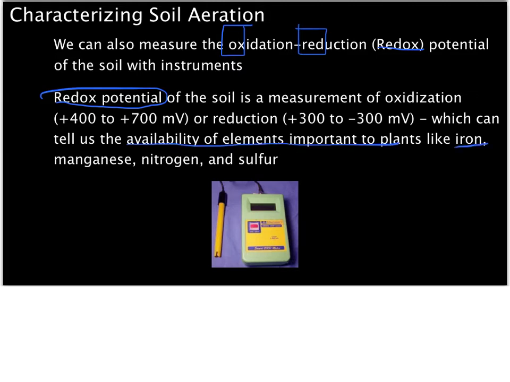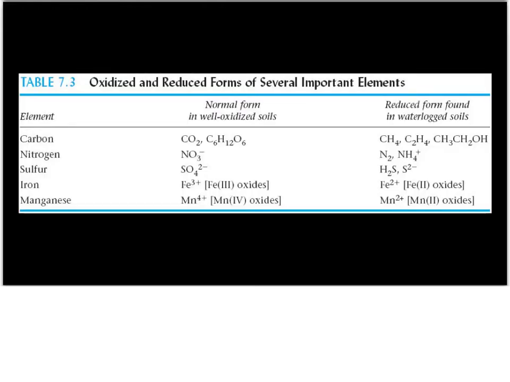So iron can be in more or less available forms based on whether or not the soil is oxidized or reduced. Same thing for manganese, nitrogen, sulfur, other nutrients can be affected by whether or not the soil is flooded or well aerated. So that's called oxidation or redox potential. We can measure it with this device that you see here, and get an idea of availability of nutrients.